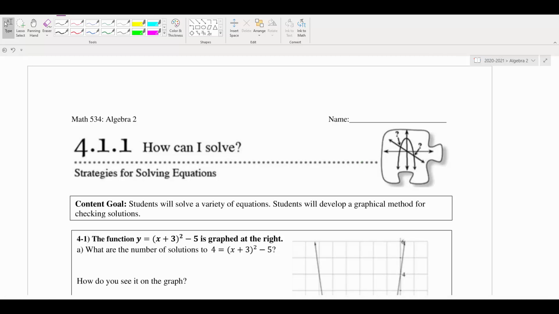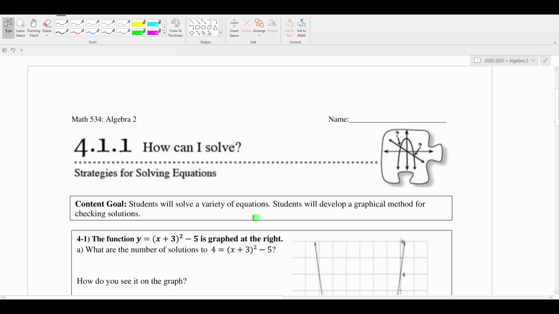Today we're going to talk about some more solution strategies. We're going to shift gears to solving equations again, but we're going to talk about different ways that we can solve different types of equations. We're going to develop what's called a graphical method for checking solutions.